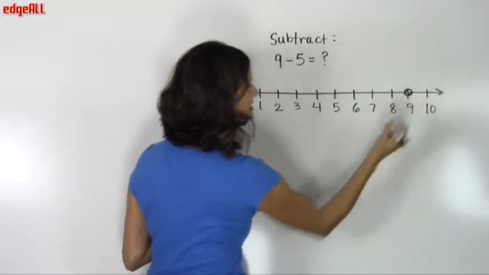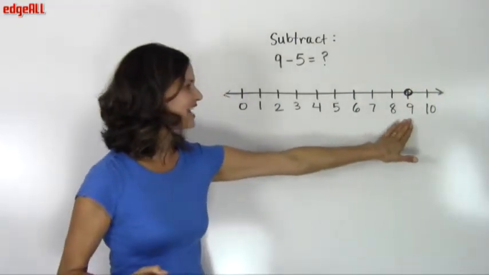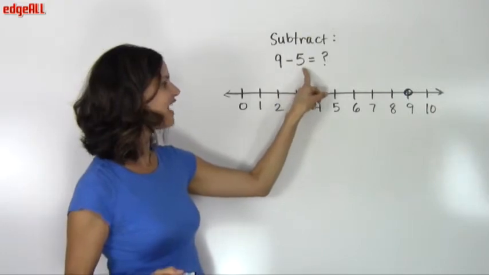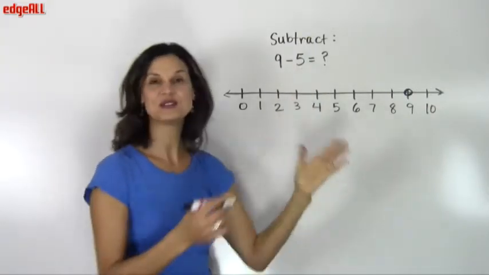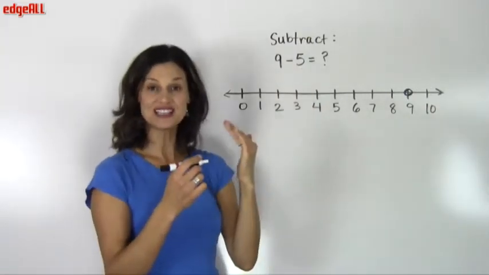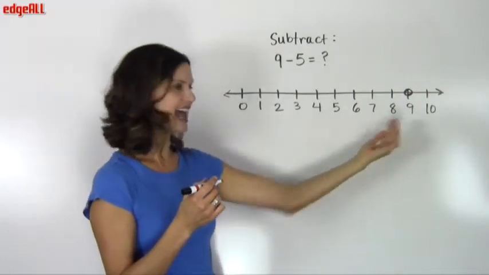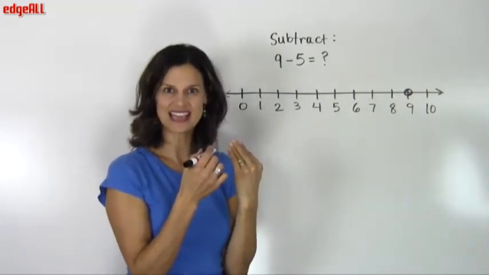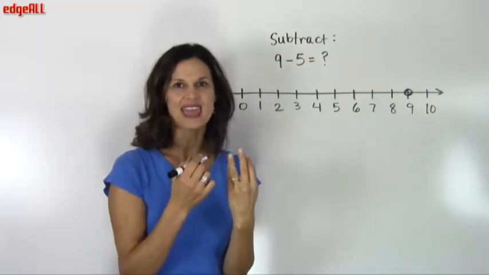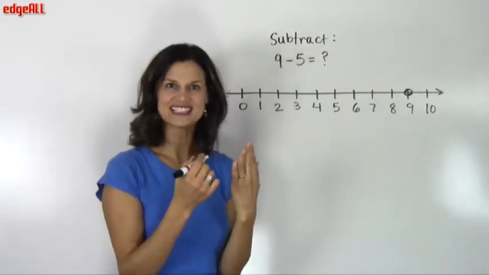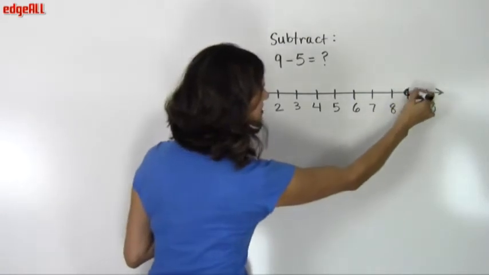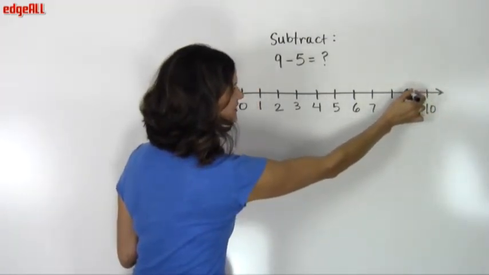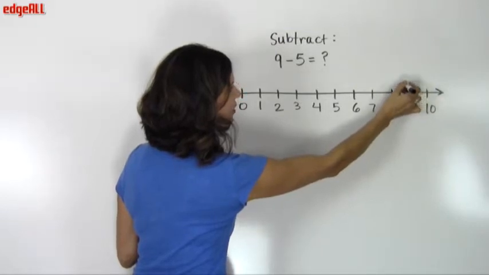So here's my starting point, 9 on the number line. Now, to subtract 5, I am going to move to the left from 9. I'm going to move 5 spaces to the left. So count with me and let's see where this lands us. So starting at the 9, I am going to move to the left 5 spaces.